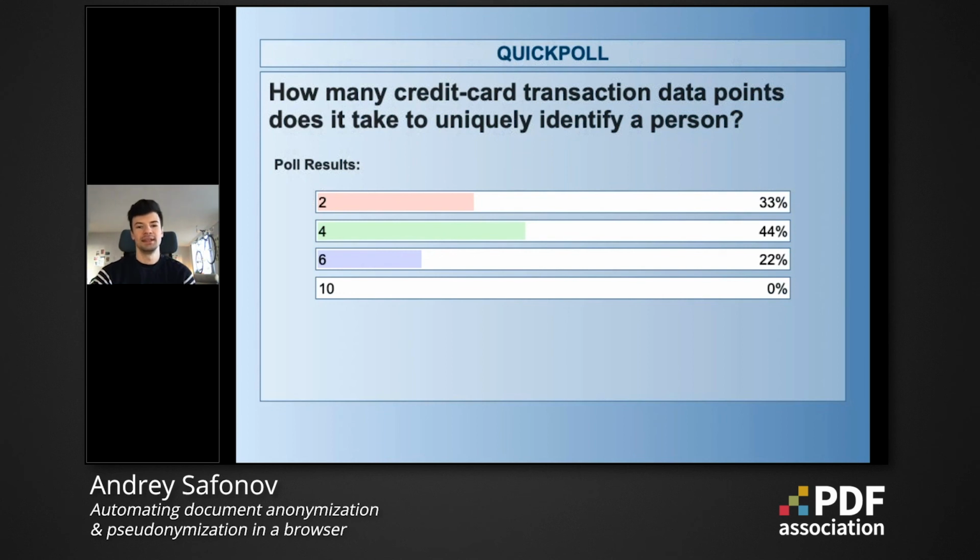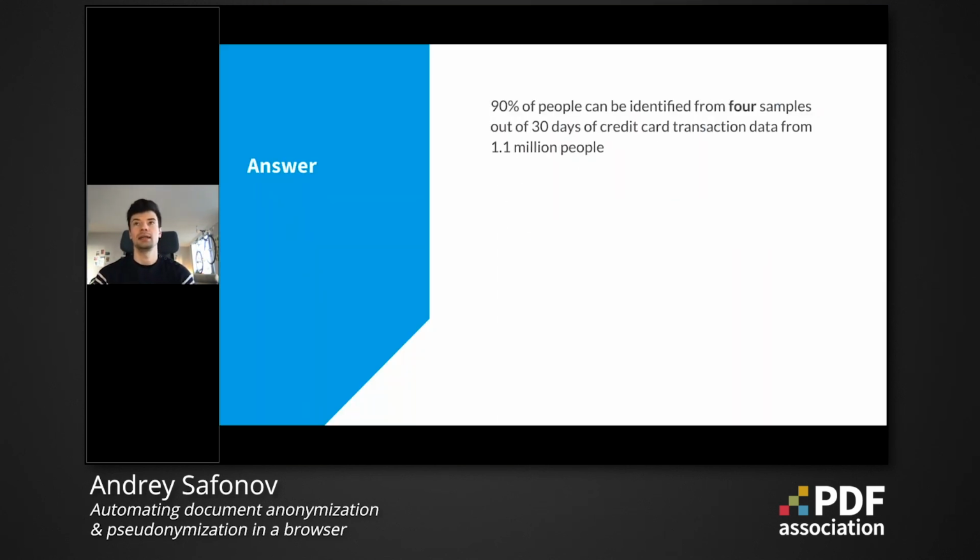So yeah, 90% of people can actually be identified from 4 samples out of 30 days of credit card transaction data from 1.1 million people. That's pretty crazy. If you think about the transaction data, all it provides is the amounts and addresses of the locations where something was purchased. So it's pretty crazy. That's all I have prepared for you today. Thank you so much. Now it's time for a Q&A.